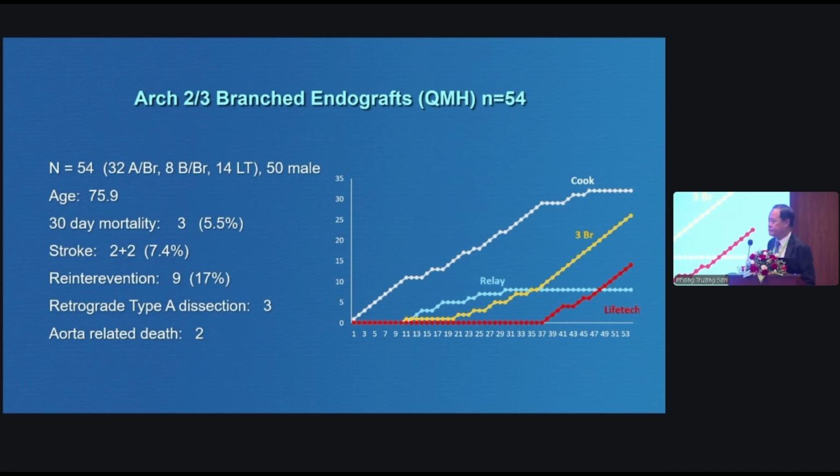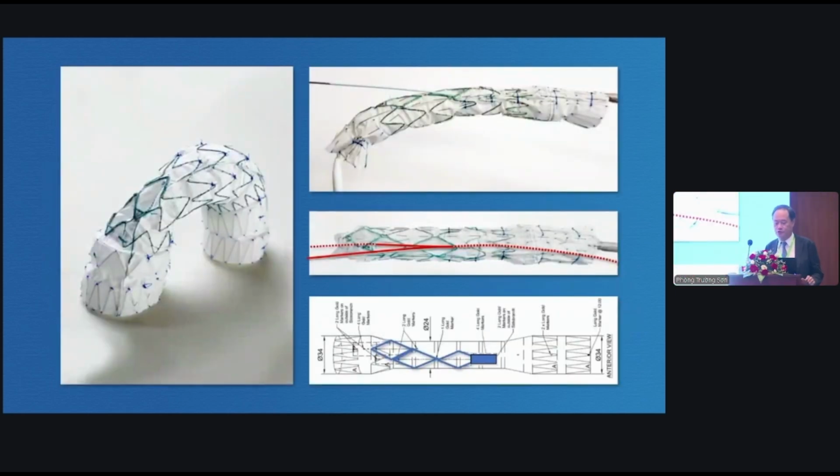So that's our experience of doing these 3 arch-in-arch. We've done to date 54 in Queen Mary Hospital. As you can see, we started off with 2 branches, and then now we're doing almost 3 branches. We started with Cook, and now we are sort of leveling off and we're moving off to the Lifetech model, which I believe is actually superior. And we're moving all to 3 branches.